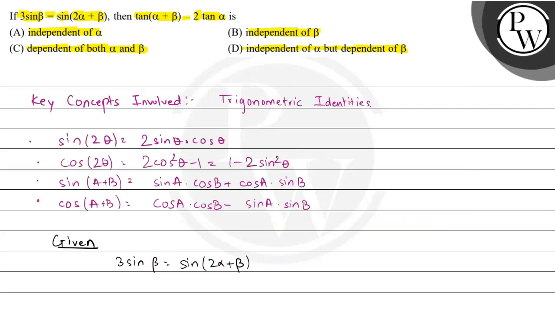Which is independent of everything else, which means that it is independent of beta, it is independent of alpha. Hence our final answer would be option A, independent of alpha, and option B, independent of beta. I hope you all understood it well, and best of luck.